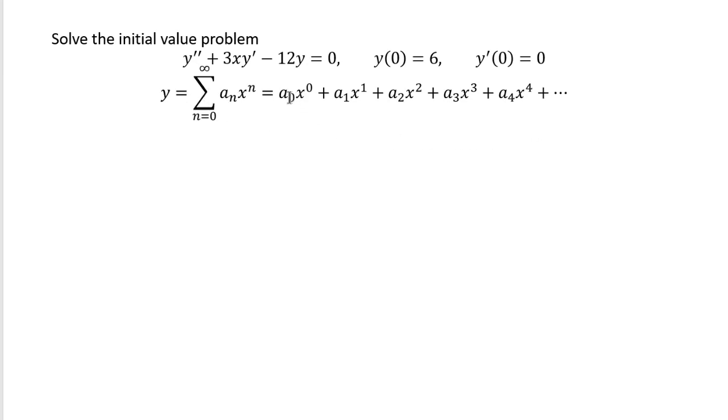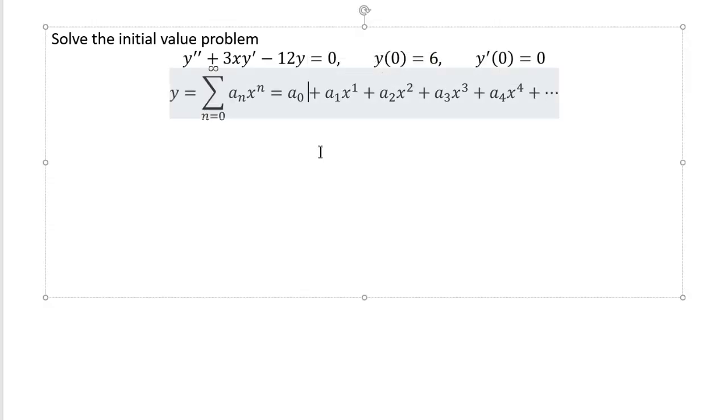A power series looks like a0 x to the 0th power, a1 x to the first power, and so on and so on. The powers change, but they all look like x to some power with some coefficients. Notice that x to the 0th power means just 1, so you can really write this as just a0.